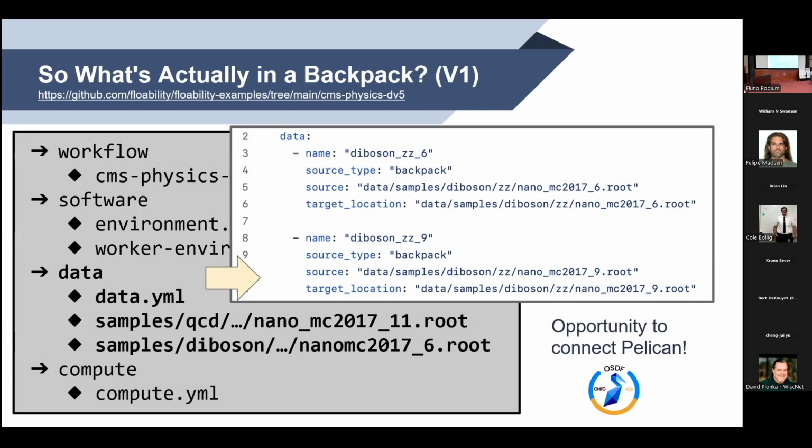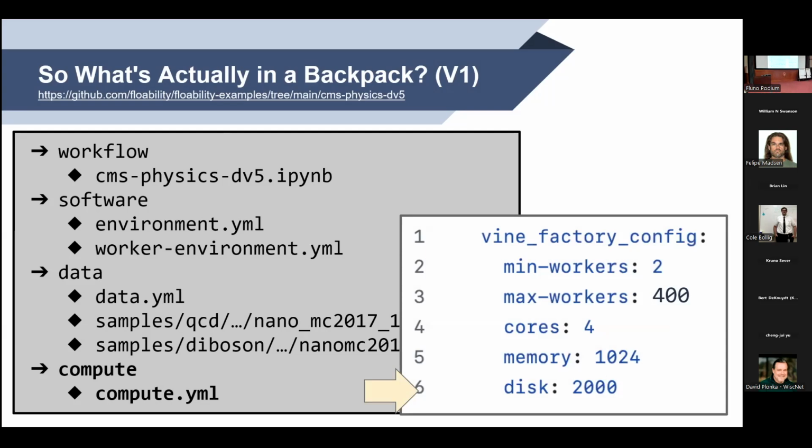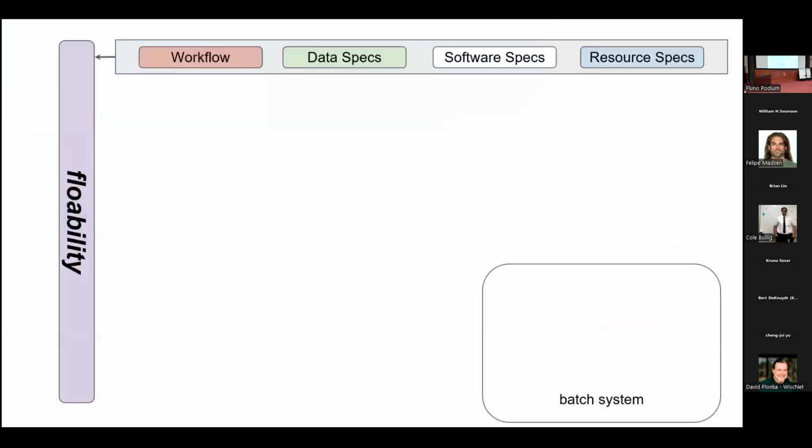But really, high energy physics is a great example here. What if you have a workflow that's going to consume 10 terabytes worth of data? It doesn't really make sense to pack that up into a backpack and put it in a Git repo. That's crazy. So what we really want to do here is connect to Pelican and the OSDF so that we can mention the data needed through a global namespace and have the system either pull it down into a sandbox or stream it to the execution nodes as it goes. And then finally, we need to describe what the compute resources are. In here, we're using the Vine factory to get a certain number of workers with a certain number of cores, memory, disk, and so forth.